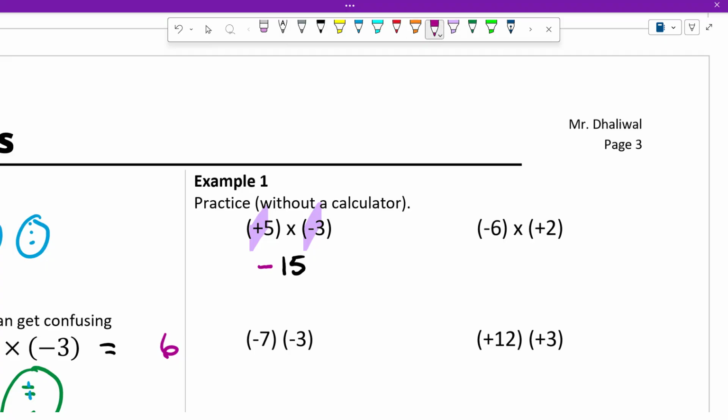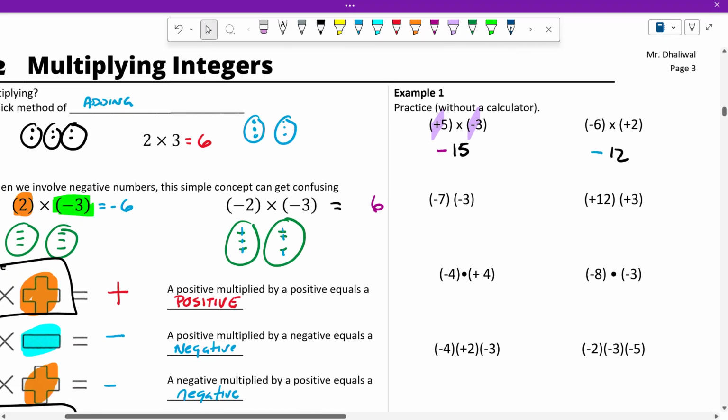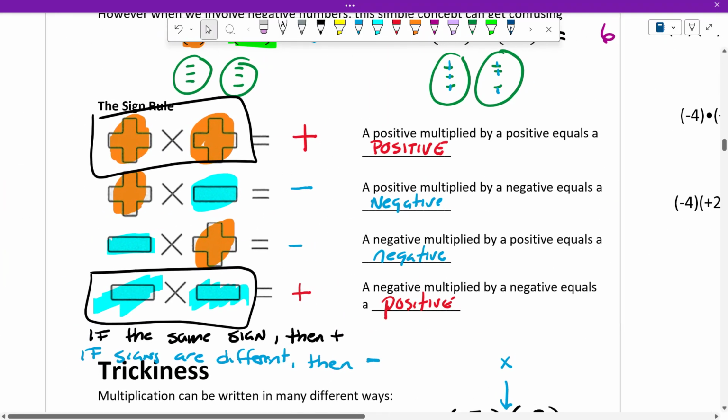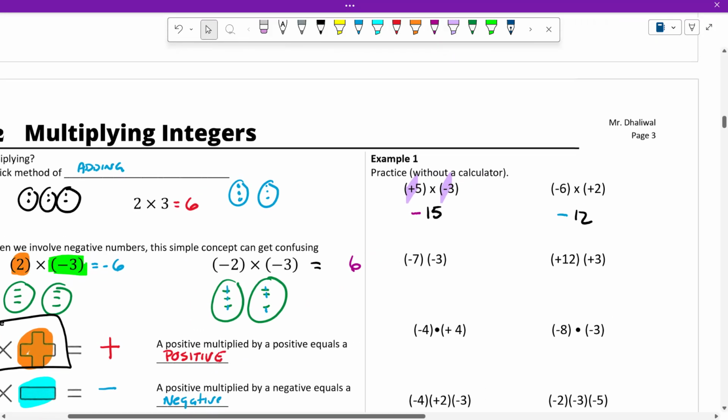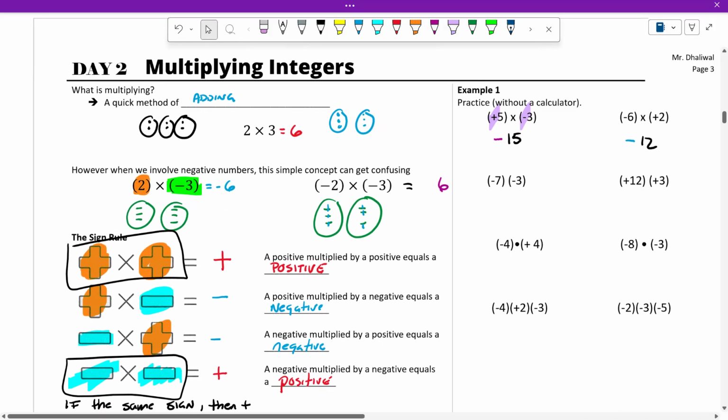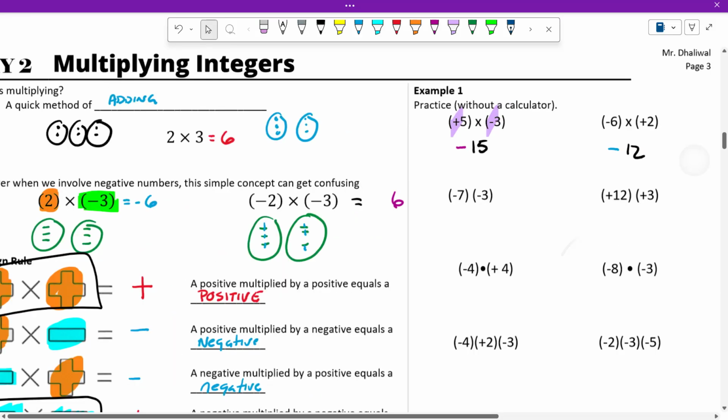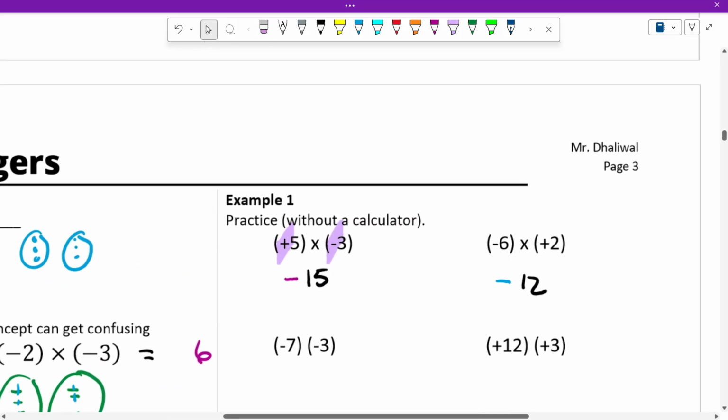All right. Next one. 6 times 2. Don't worry about the signs. 12. Next, worry about the signs. You have a negative and a positive. What does that give you? Negative. So if you're not sure, we have our list over here. Right? You look at the thing. I have a negative and a positive. Answer is negative. Or the signs are different, so the answer is negative. Okay.